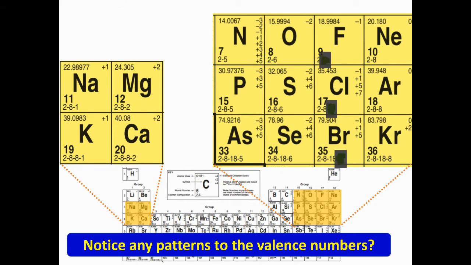Patterns. Okay, let's go down below fluorine. Hey, this has 7 valence electrons. Chlorine has 7 valence electrons. Hey, bromine has 7 valence electrons. Let's go over here to Na, to sodium. Hey, sodium has 1 valence electron. Potassium has 1 valence electron.